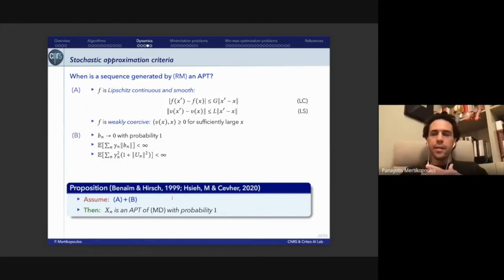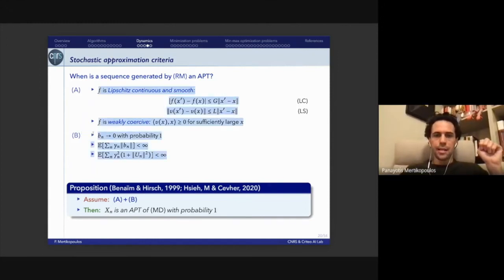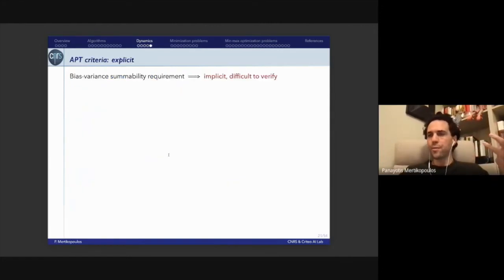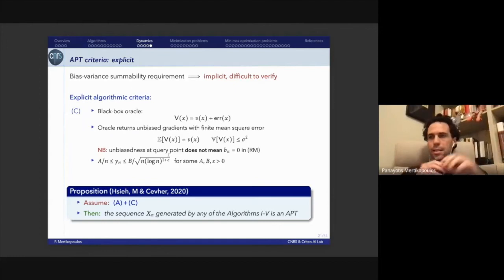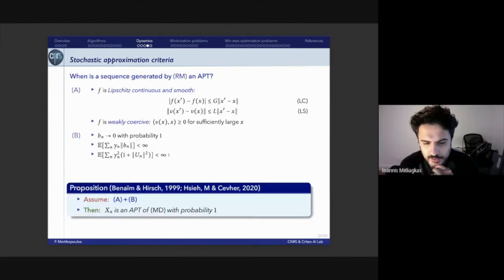Well, there is some technical work to be done, which I'd be happy to get into later if you want, but now is perhaps not the best moment for it. But under these two blanket conditions, you can show that the sequence of iterates generated by any Robbins-Monro scheme is an APT of the mean dynamics with probability 1. All right? Okay. So the problem, if you want, is these conditions, the B-type conditions here, because they are somehow algorithm dependent and not obvious how to verify.